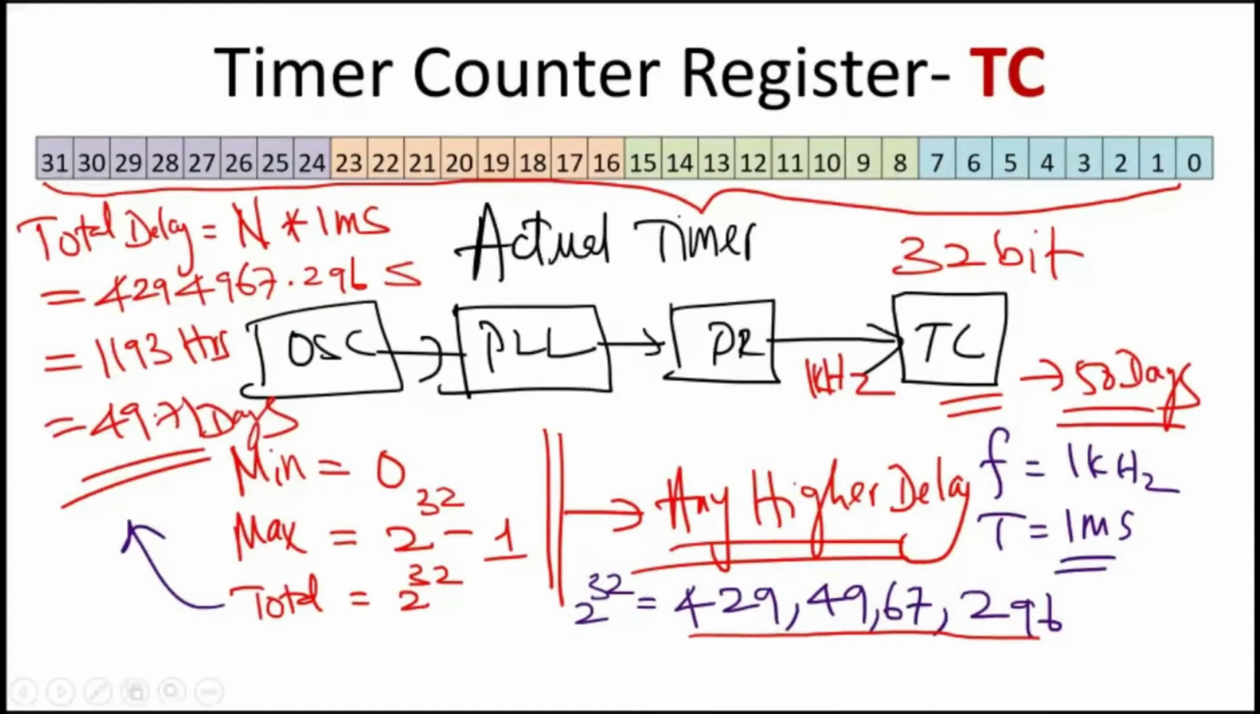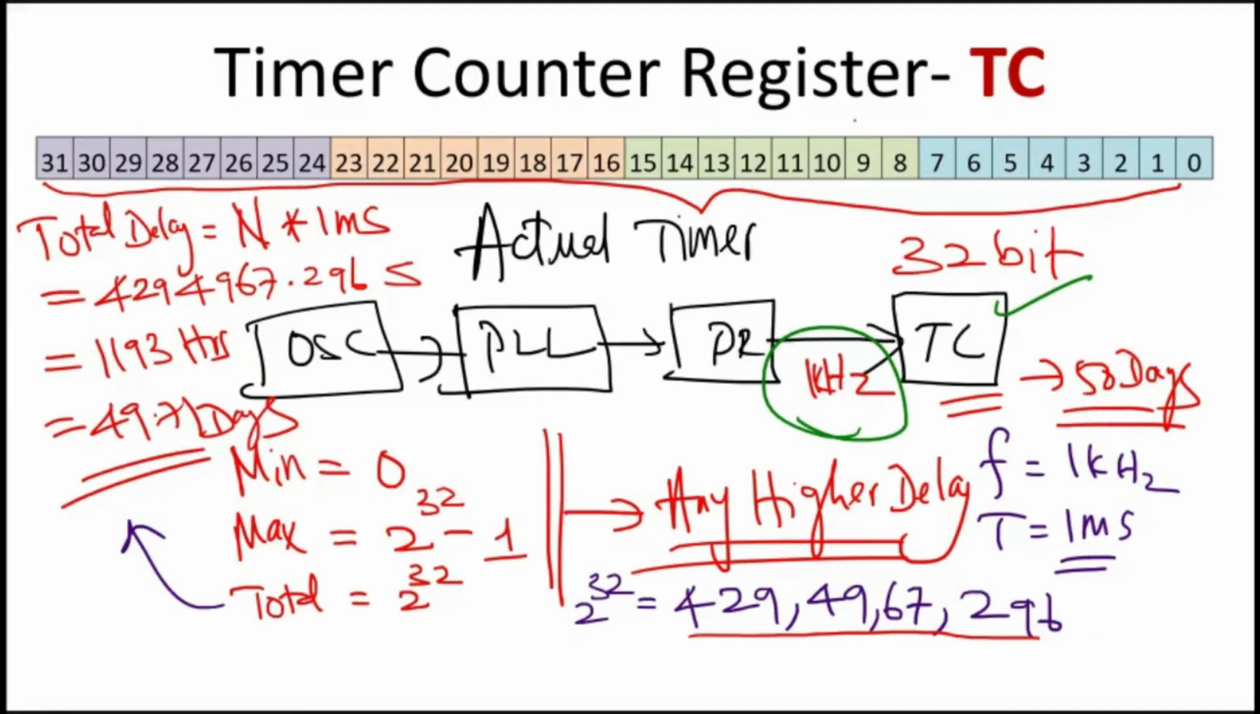So what does it mean? Suppose I reset my timer counter to 0 and start the timer today with a 1 kilohertz incoming clock. What I mean by 1 kilohertz incoming clock is that the timer takes 1 kilohertz as the incoming clock. If I start the timer, it will take roughly 50 days to overflow. So that is the sheer power of the 32-bit counter.